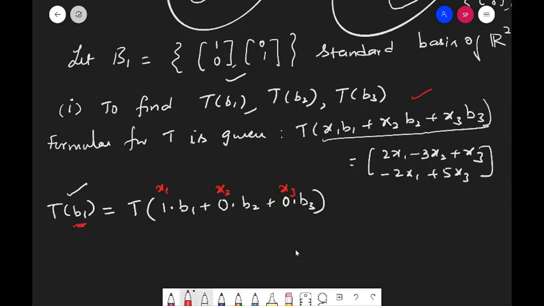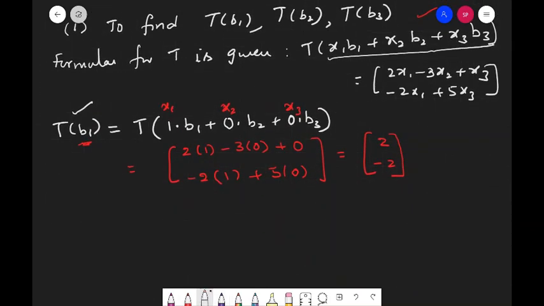Then by the formula, this is equal to 2 into x1, that is 1, minus 3 into x2, 0, plus x3, 0, and minus 2 into x1, which is 1, plus 5 into x3, which is 0. This is equal to (2, minus 2). So this is T of b1.